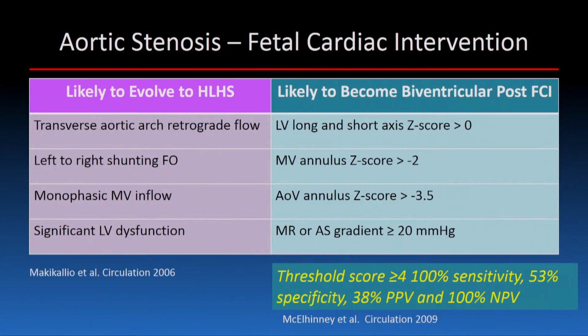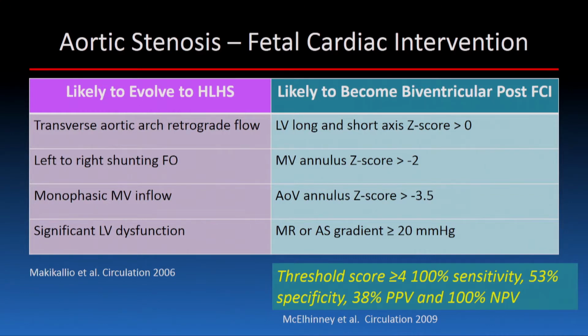And there have been studies that have looked at these, and I just quoted here from 2006, those factors that we've already seen by echo, that those patients with these findings are more likely to evolve into HLHS: the retrograde flow in the transverse arch, left to right shunting in the foramen ovale, and monophasic mitral valve inflow pattern, as well as significant LV dysfunction.